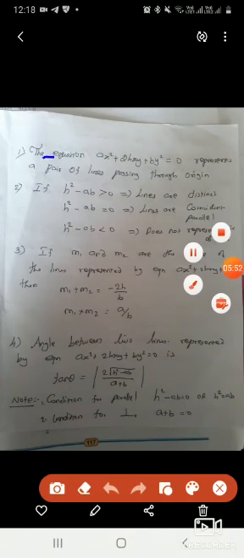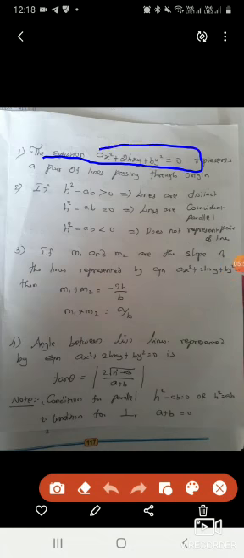Now listen about this equation. Suppose the equation ax square plus 2hxy plus by square represents a pair of lines. There are two lines inside. Now you should know about the nature of the lines. What is called the nature of the lines? Whether these two lines intersect or not, whether the equation represents a pair of lines or not. Suppose any equation is given, sometimes it will not represent a pair of lines. So how to check that?